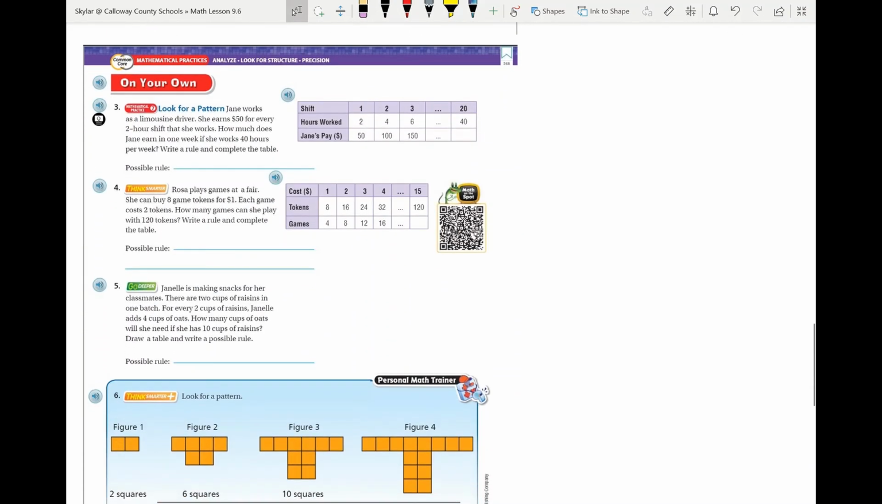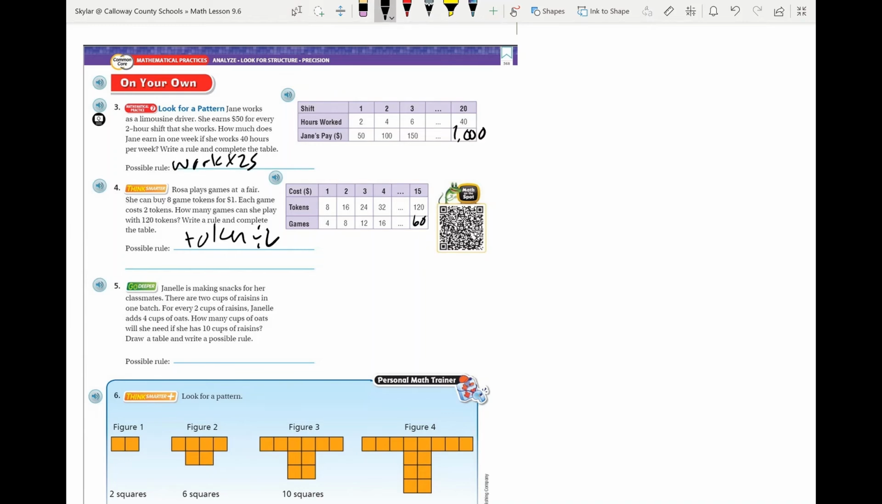Alright, so I want you to go ahead and do 3 and 4 on your own as well. Make sure you read it very carefully. Figure out what it's asking you to do, because for 3 and 4, it's not just saying fill in the chart. It says write a rule and complete the table. So go ahead and do 3 and 4, where you write that rule and then complete the table. And we'll go over 5 and 6 afterwards, and I'll give you a chance to do it as well. But you all go ahead and do 3 and 4 by yourselves.